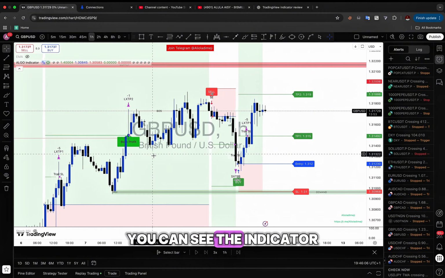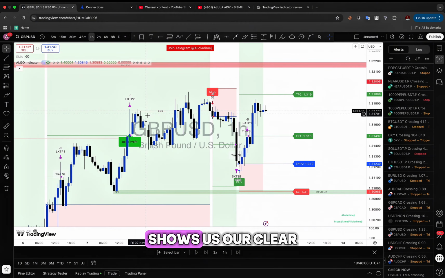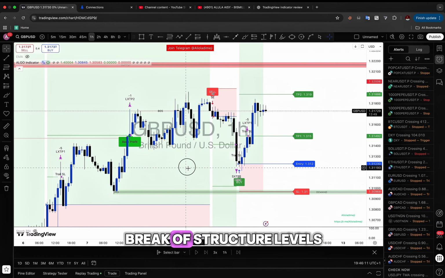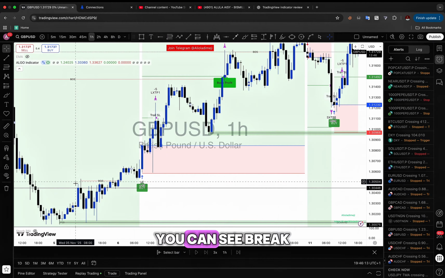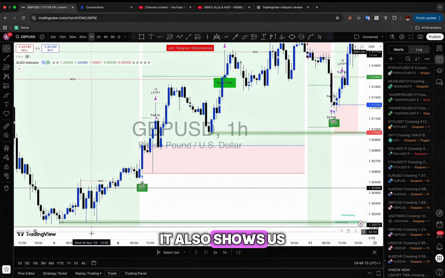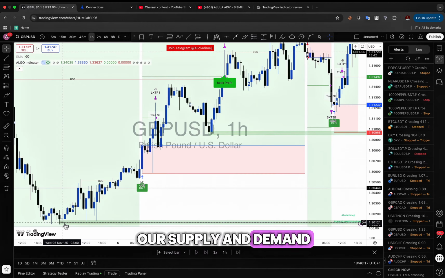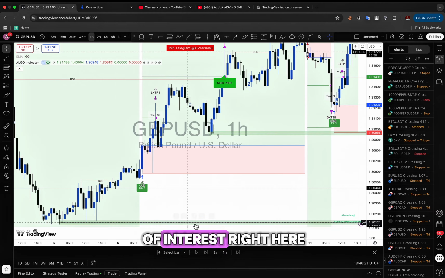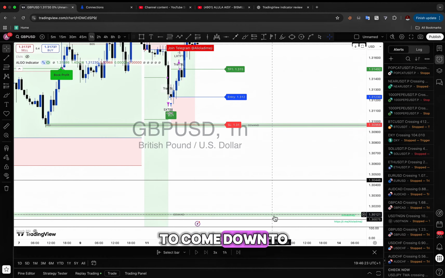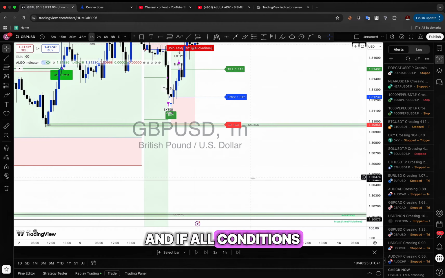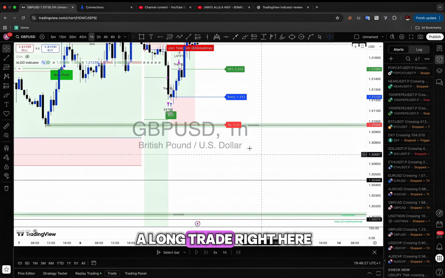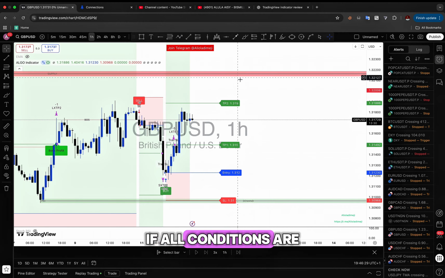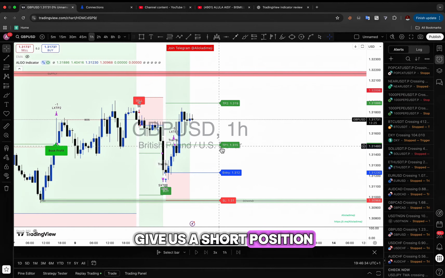You can see the indicator shows us our clear break of structure levels. You can see break of structure. It also shows us our supply and demand zones. You can see this point of interest right here. So we're expecting the market to come down to this level, and if all conditions are met, we're going to have a long trade right here. If all conditions are met in our supply zone, we're expecting it to give us a short position.